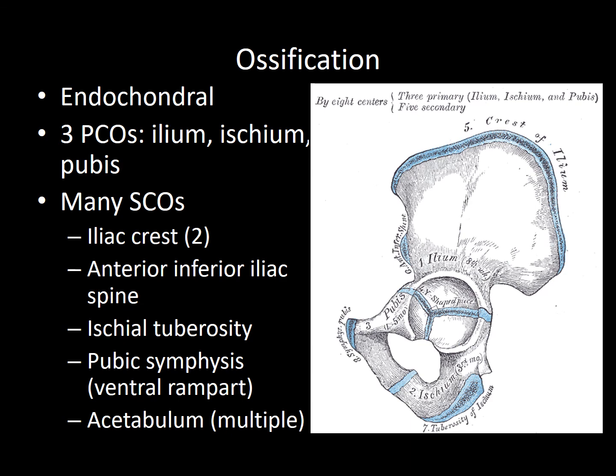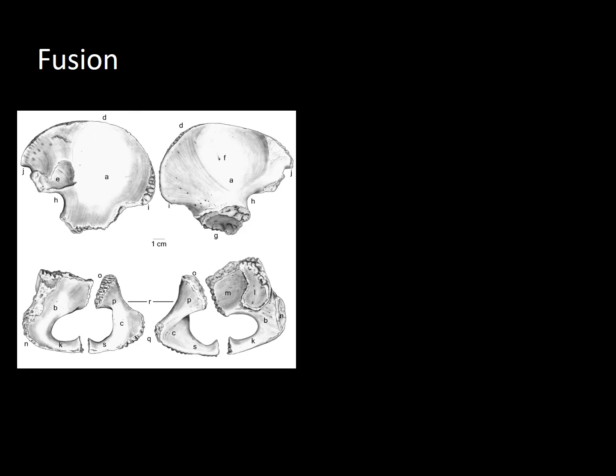So the ossification of the entire os coxa is quite complicated, but the reason we think about it in these 3 different bones, ilium, pubis, and ischium, is because each one has a primary center of ossification, and because of evolutionary history in different species and different taxa, these remain separate bones from way back.